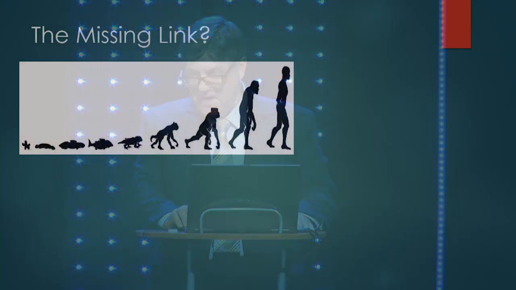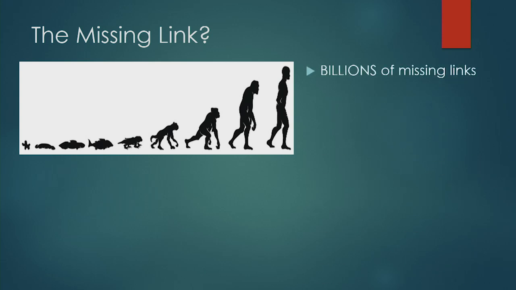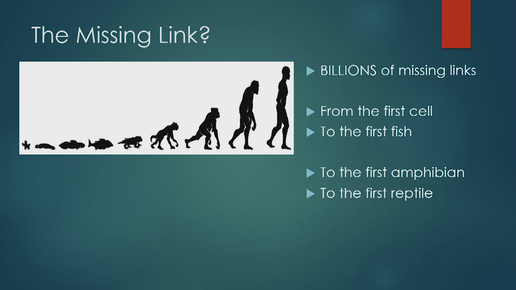And then there's this, the missing link. There's not the missing link. There's billions of missing links. If you're talking about going from the first cell to the first fish to the first amphibian to the first reptile to the first mammal all the way to man, there are billions of missing links.